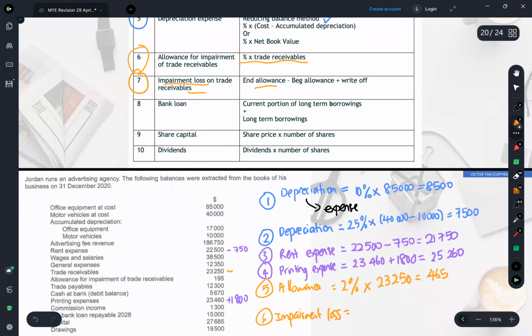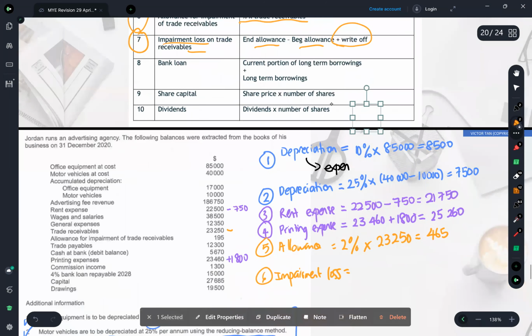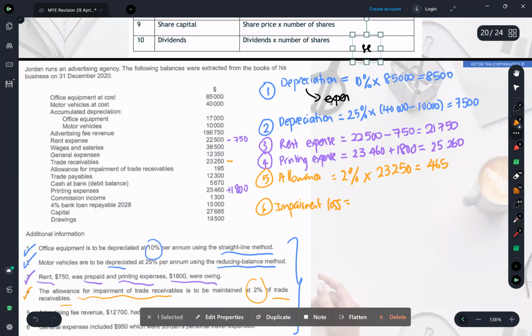So ending allowance minus beginning allowance plus write-off. In this question, there's no write-off, so I'll just ignore it for now. So your allowance here is 465 minus your beginning, which is here, 195. So this is an expense, okay? You cannot receive this money, so you need to record it as an expense. So it's 270.